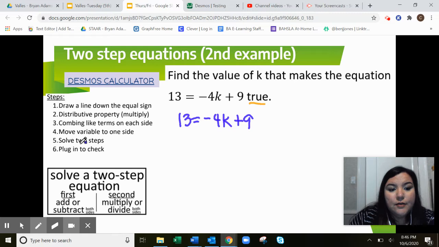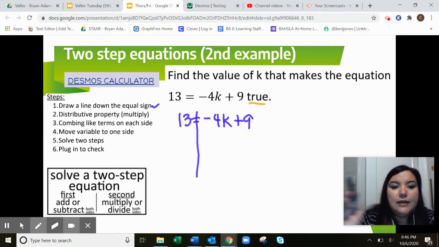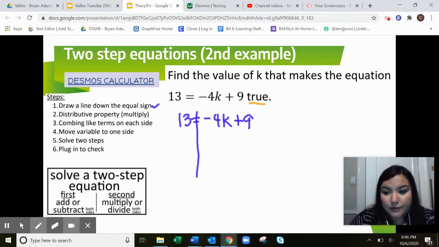Now I have some steps over here on the left side that I'm going to follow. Step number 1 is to draw a line straight down the equal sign. So that's what I'm going to do. I already did that, so I'm going to check it off. Step number 2 is to use the distributive property, which means we have to multiply.